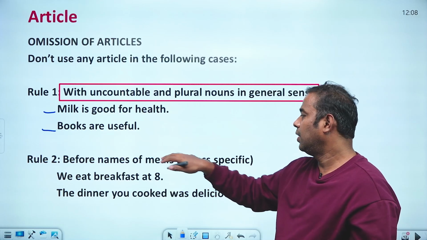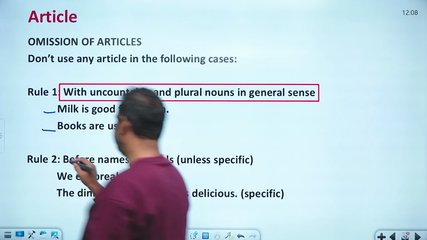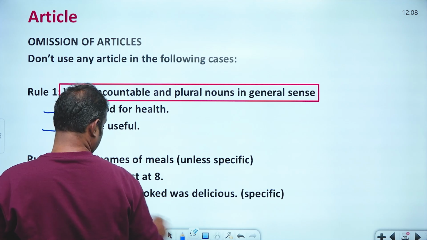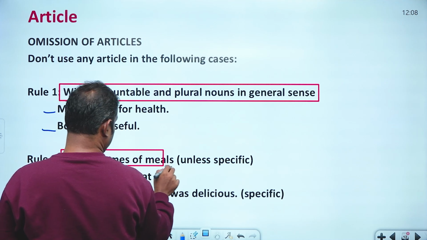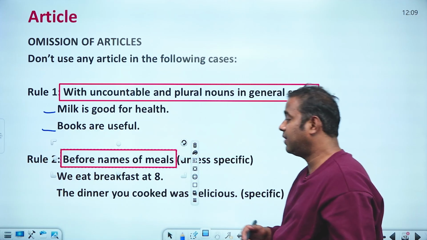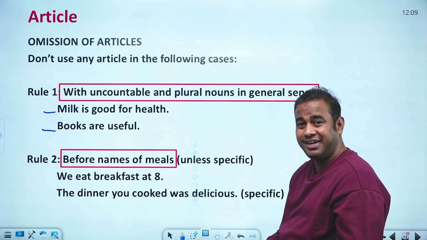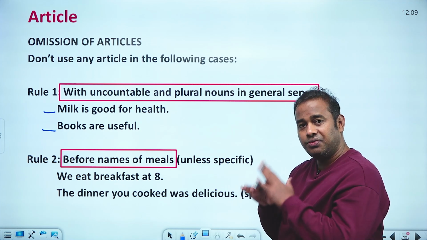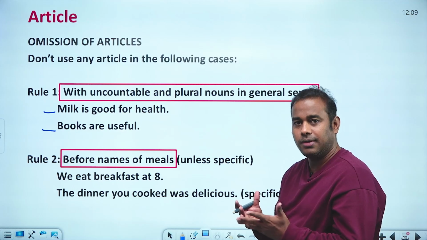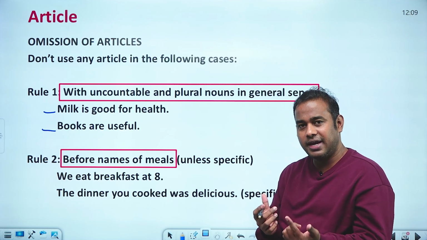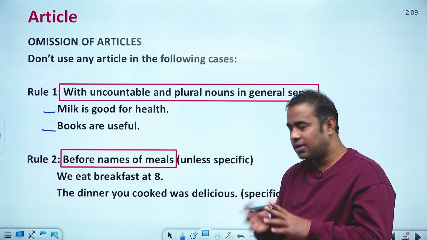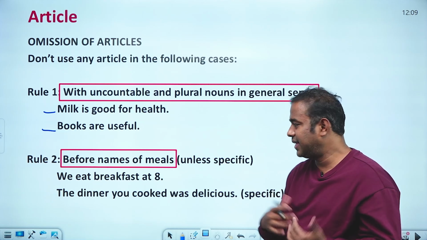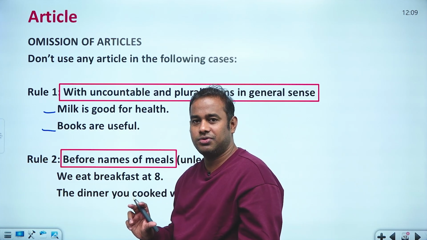Then the next one is before names of meals. For example, we eat breakfast at 8 o'clock. We don't say we eat a breakfast. We are not going to have only one breakfast. We are not referring to one meal itself, maybe we take one meal or we make 2 times of breakfast. We are not talking about that. We are talking about a specific thing which we do daily. So that time we will not be using the articles here.